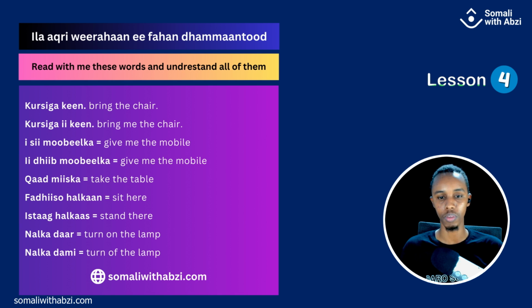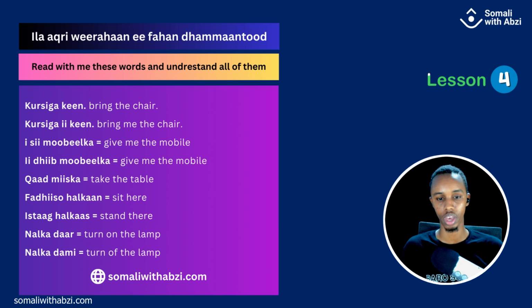Okay, the other one is qaad miiska. Miiska, the table. Qaad is just to take. Qaad miiska. You could also say miiska qaad. The other one is fadhiiso halkaan. Halkaan means here. So you could say fadhiiso halkaan, or maybe halkaan fadhiiso. Both ways are correct. And fadhiiso means sit, or to sit down. If you remember, couch was fadhi, and this is fadhiiso. And the other one is istaag halkaas. Halkaas means there, and istaag is just to stand. So halkaas istaag or istaag halkaas.